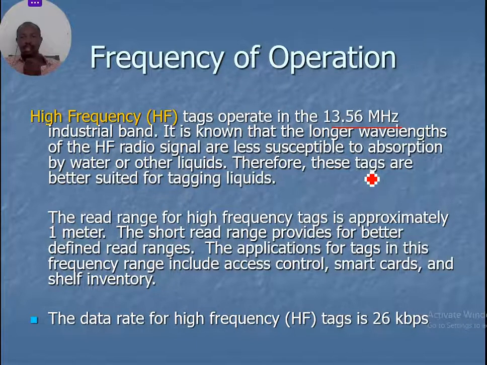So when you see a staff member with an ID worn around the neck, and he touches or brings the ID close to a smart door and it opens for him, this is usually a high frequency tag. Now, the data rate for high frequency is around 26 kilobit per second.